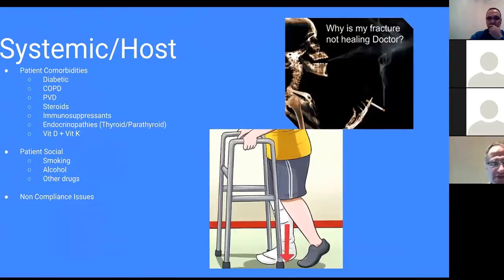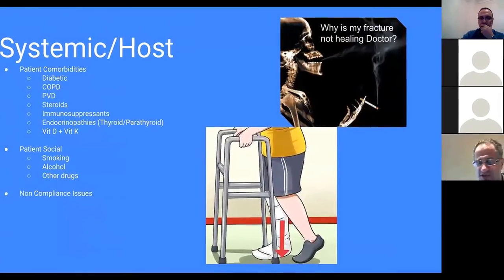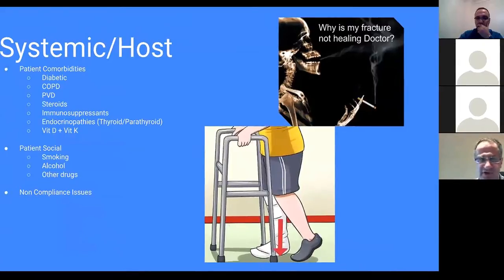Systemic issues include patient comorbidities such as diabetes, COPD, peripheral vascular disease, steroid use, immunosuppressants, endocrinopathies with thyroid and parathyroid problems, and vitamin D and vitamin K. Remember, normal vitamin D on its own is not enough. Patient needs to have vitamin K to help them metabolize their vitamin D.